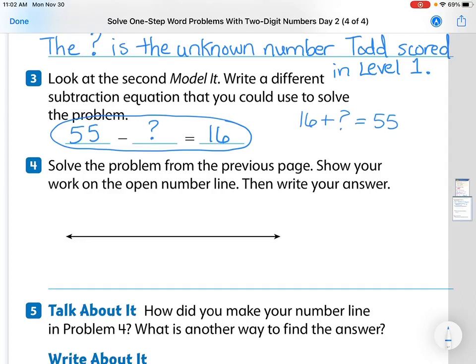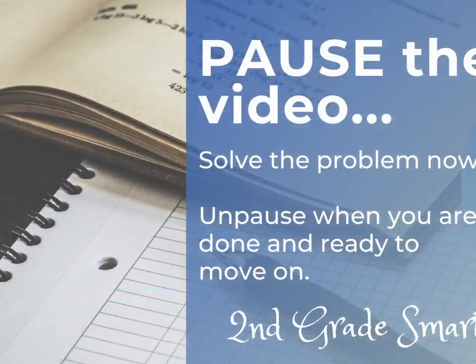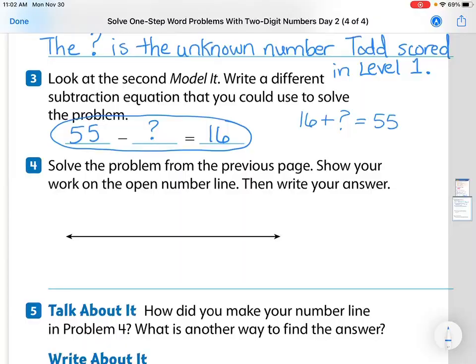I want you to pause the video and I want you to go ahead and solve this problem in your book, and then we'll come back and see if you had the same thing that I did. Go ahead and pause the video now.